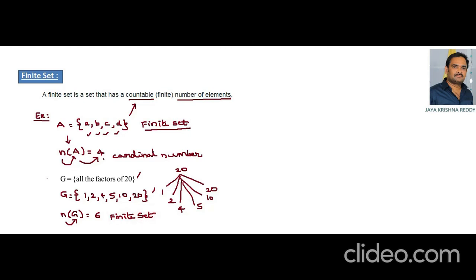And let us see one more example. X is the set of colors of the rainbow. So X is having the elements of the colors of the rainbow. So we have to check whether it is finite or not. How many colors are there in the rainbow? 7 colors are there. So 7 is a countable number. So X is a finite set.